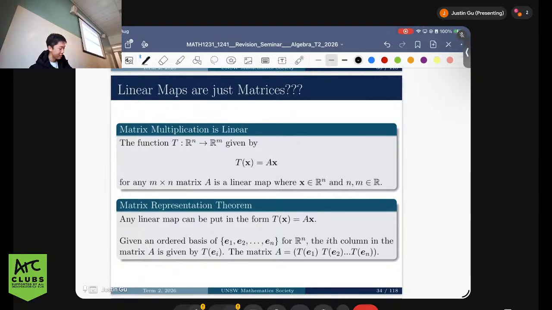As you can see here, this is just the matrix definition of a linear map. So Q of x equals Ax.